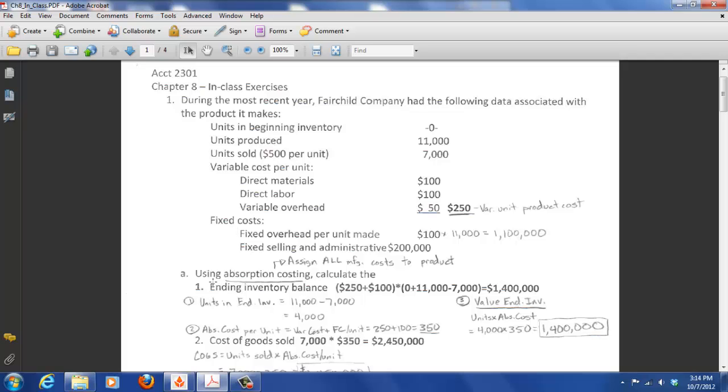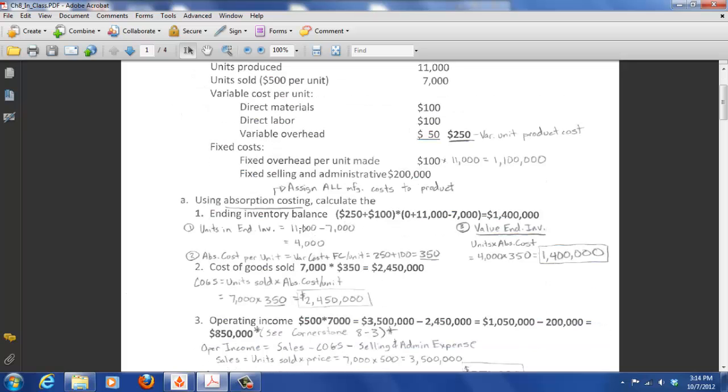The first item we'll be looking at is the ending inventory balance. We first want to see how many units are in our ending inventory. That's not given in the problem, so we can take a calculation. We know that we produced 11,000 units. We know that we sold only 7,000 of those. We didn't have any beginning inventory. So produced minus sold, we have 4,000 units available in our ending inventory.